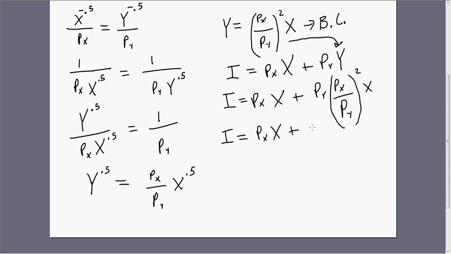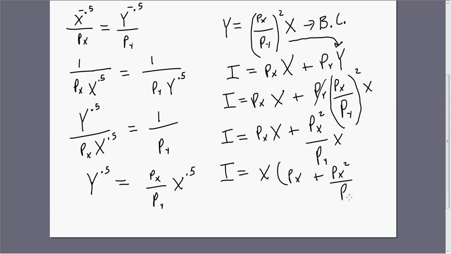So I'm just going to clean this up a little bit. What's happening here, we got P_Y, the price of good Y, divided by the price of good Y squared. So we're going to lose that one over there. I'm just going to be left with P_Y, the price of good Y, in the denominator. Let's factor out an X on the right hand side. Next term. Now you're left with that.